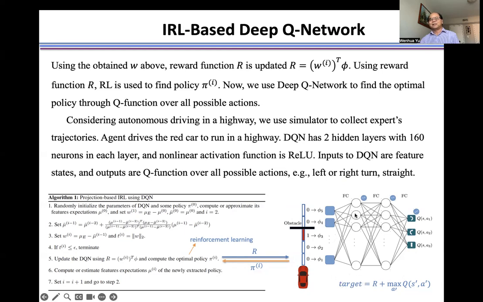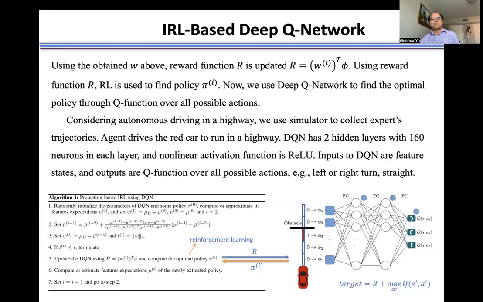Now, this Q network has an input, which is the feature vectors, and the output is the Q value over all the possible actions. That means from the Q network, we can find which action is the optimal policy. So once we have this optimal policy, we can give this policy to the reinforcement learning to find the mu value.